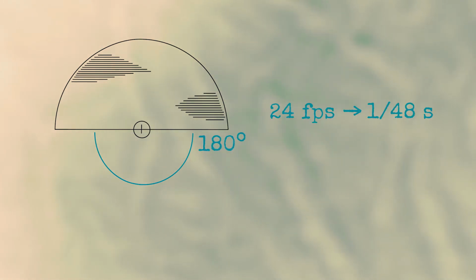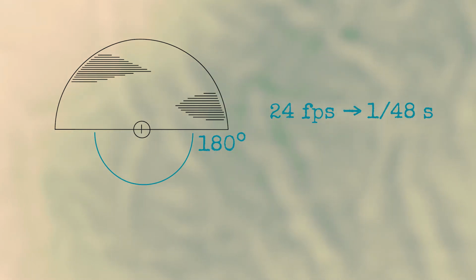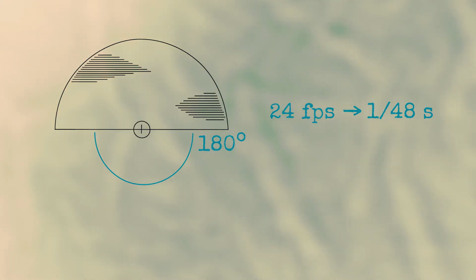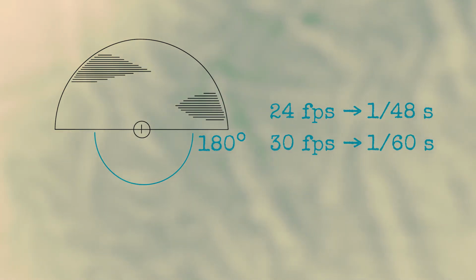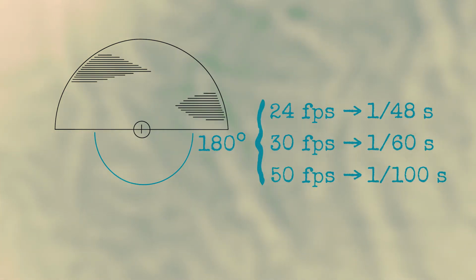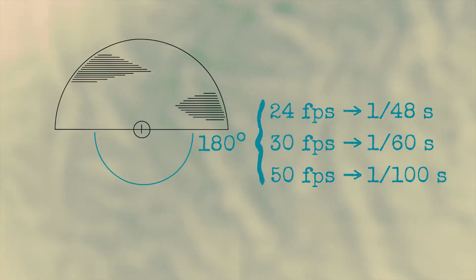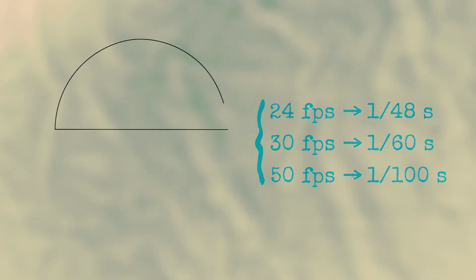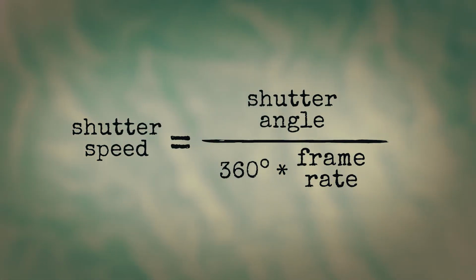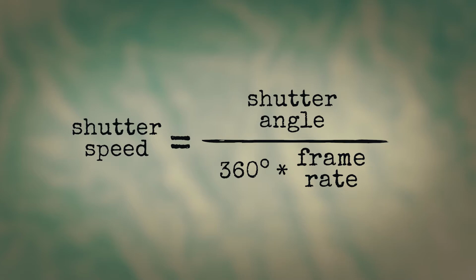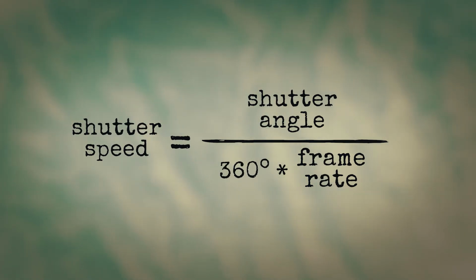24 frames per second make a shutter speed of 1/48. 30 frames per second make 1/60, and 50 frames per second make 1/100. We can express this by this formula. Take the desired shutter angle and divide it by 360 degrees times the frame rate.